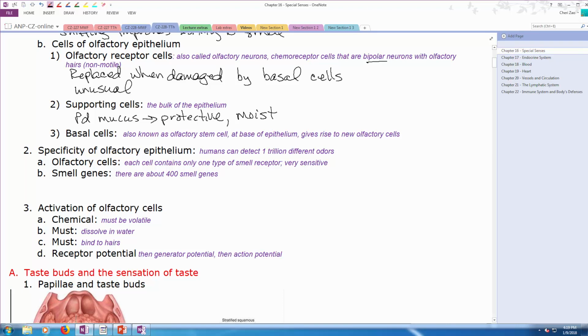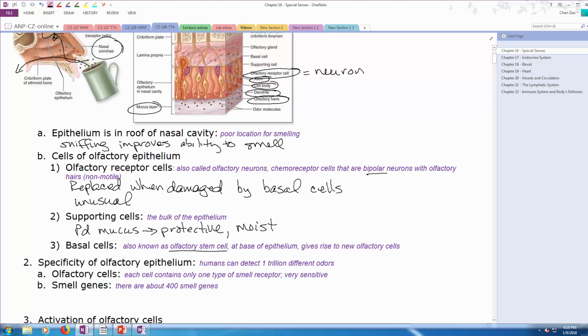So the reason we need to keep things moist is, what happens to you if you sit by a fan all day long? You dry out. So what are these guys doing? Air is running by them all the time, so we need to be able to provide an extra barrier of moisture so that they actually don't dry out and then decay or die. Now, basal cells are also known as olfactory stem cells. They are located at the base of the epithelium, and they are the cells that replace damaged olfactory neurons.